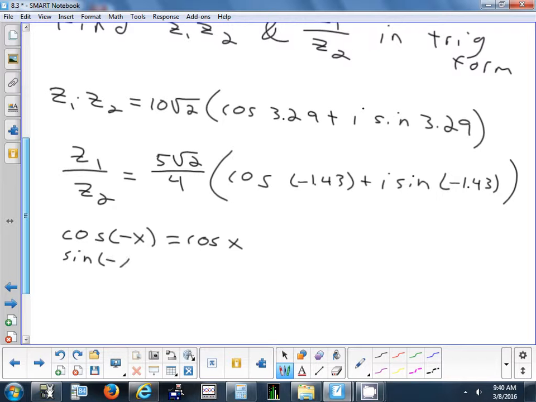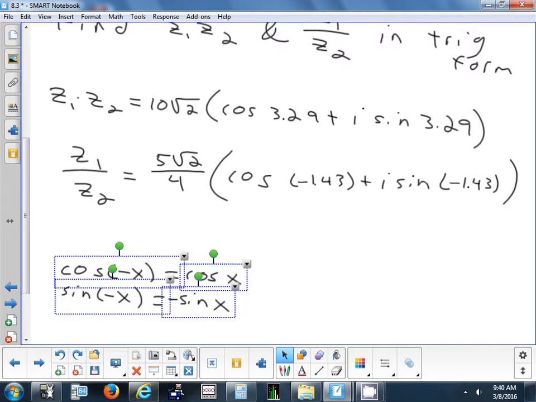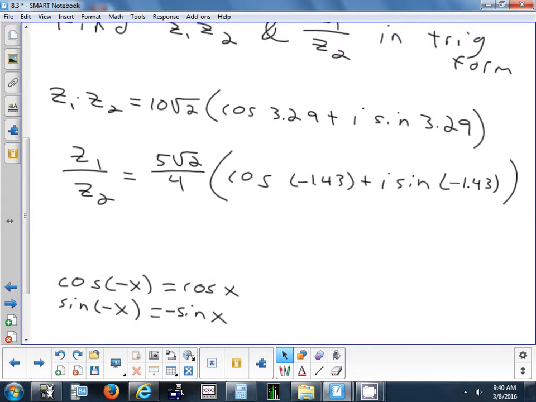Now, the negative with sine, you can't just get rid of it, but where can you put it? You can put it on the outside. You can move it to the front. Okay, so that's how we can deal with a negative angle. All right, so that's one way. So 5 root 2 over 4.